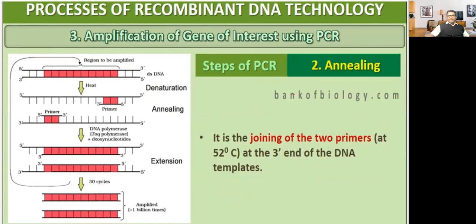The second step is annealing. It is the joining of two primers at 52 degrees Celsius at the 3' end of the DNA template. So primers are added at the 3' ends. At what temperature? 52 degrees Celsius.